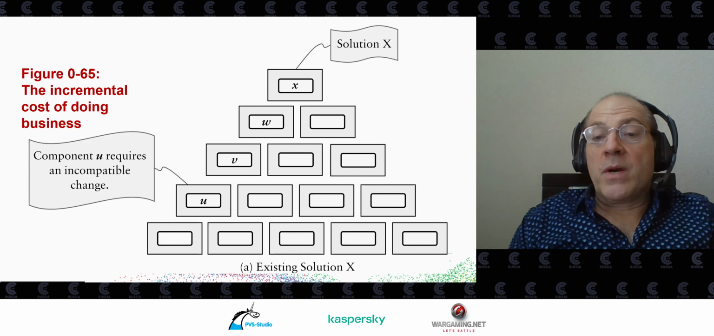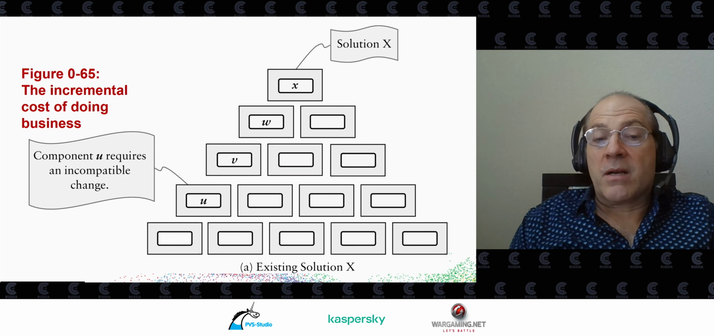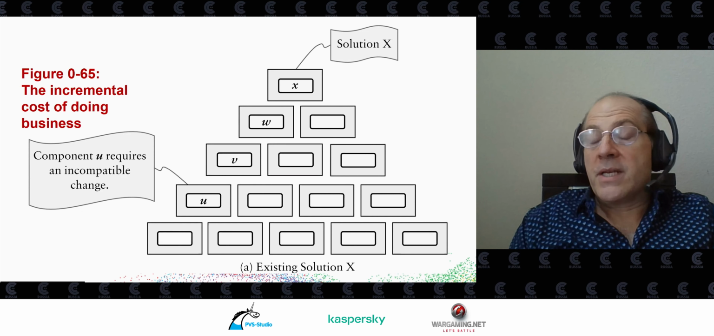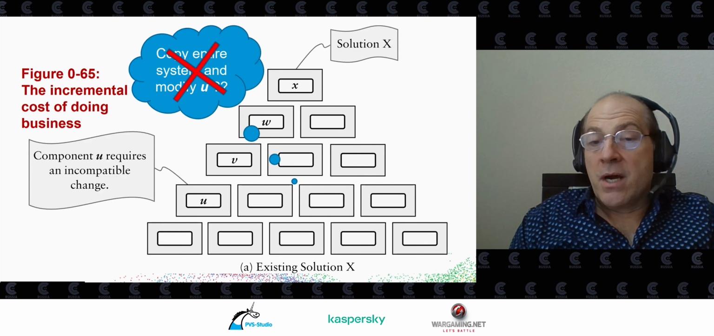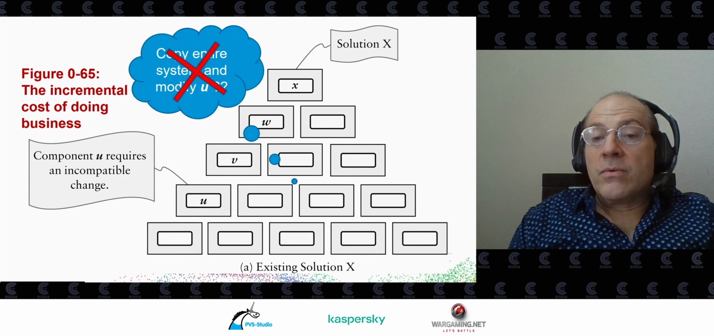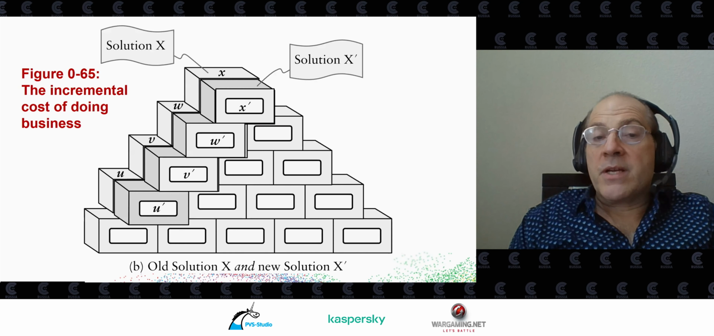Now, to answer the specific question, you have some software infrastructure, and it turns out the component U requires an incompatible change. What are you going to do? Do you copy everything over and change it? And of course, the answer is no. The way you do this moving forward is you very surgically change U to a U prime side by side.